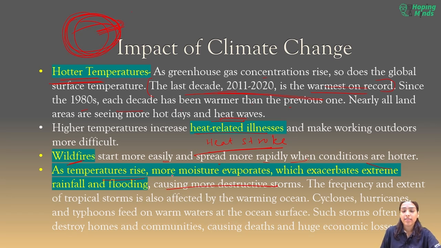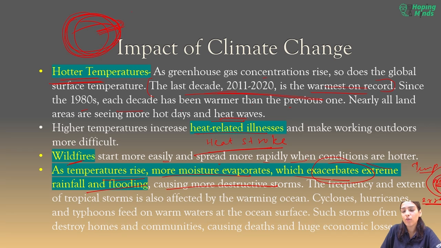As the temperature rises, more moisture evaporates, which exacerbates extreme rainfall and flooding. Now, this would mean that when the temperature rises, it's a very simple phenomenon. When the temperature rises, more water from the water bodies will evaporate, right? When more water evaporates, the rainfall seasons will not be seasonal, they will be erratic.